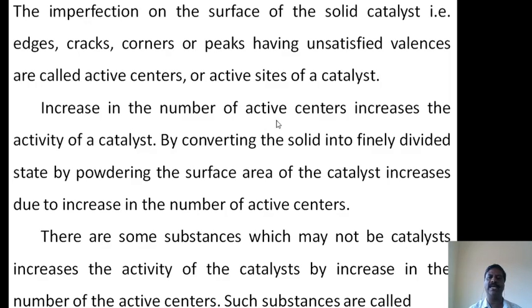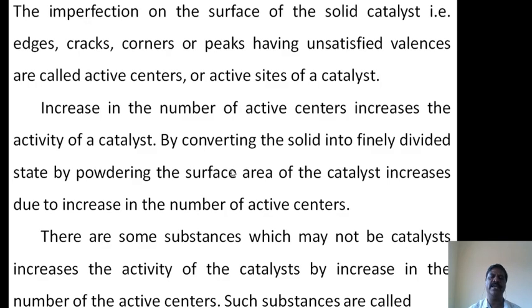Increasing the number of active centers increases the activity of the catalyst. By converting the solid into a finely divided state, by powdering, the surface area of the catalyst increases due to the increasing number of active centers. Therefore, finely powdered catalyst is used to make the reaction faster.